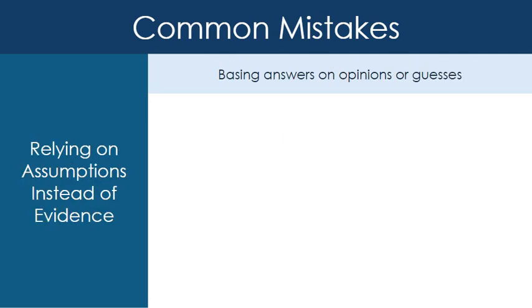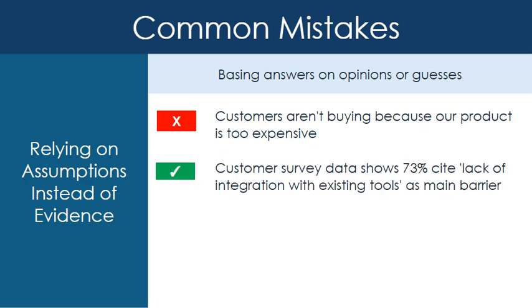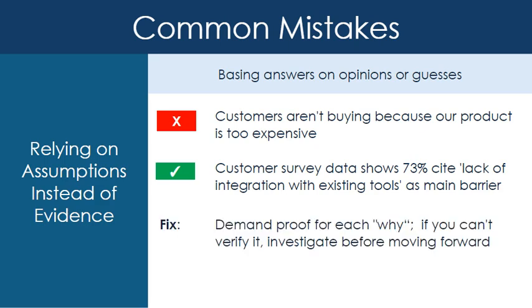Another is relying on assumptions instead of evidence. The mistake is basing answers on opinions or guesses. An example of an assumption is: customers aren't buying because our product is too expensive. One based on evidence would be: customer survey data shows 73% cite lack of integration with existing tools as the main barrier. The fix is to demand proof for each why. If you can't verify it, investigate before moving forward.